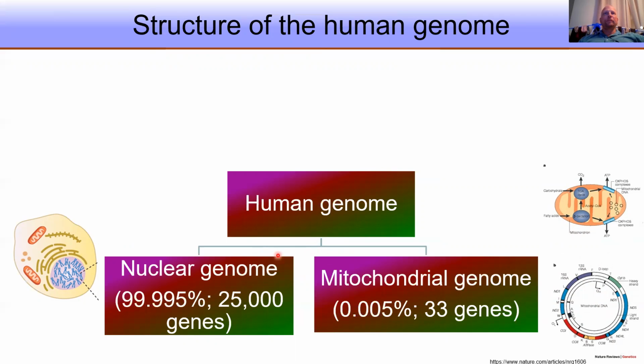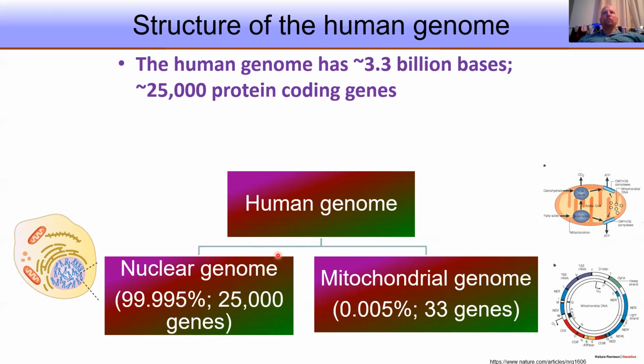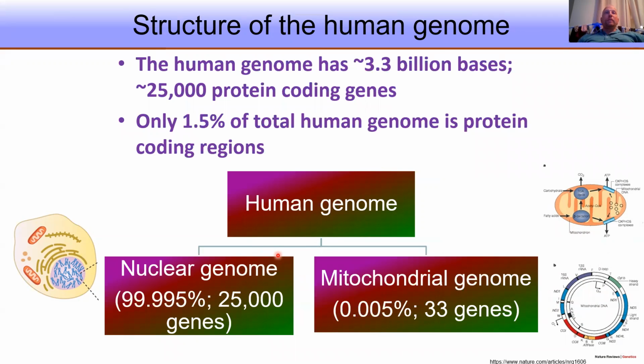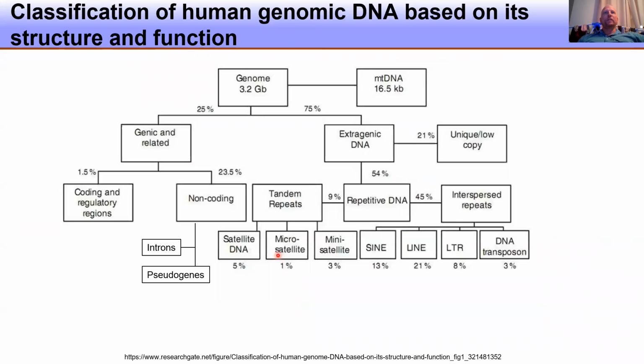So as mentioned before, the human genome is over 3 billion base pairs in length, and it contains roughly 25,000 protein coding genes. So only about 1.5% of your total DNA is actually protein coding genes. So what's the rest of it? Well, let's have a look at this in more detail. So once again, there's your genome, there's your mitochondrial DNA, and we can split it up into what we call genic and related DNA.